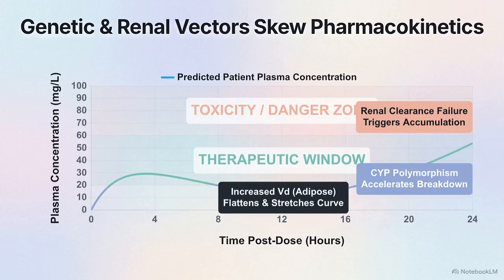Finally, we introduce the genetic variable. Sequencing reveals this patient possesses an ultra-rapid CYP polymorphism for this specific drug class. The model mathematically resolves these conflicting vectors. The massive half-life extension from renal failure pushes the concentration up, but the genetic mutation accelerating drug breakdown pulls it back down, resulting in a highly customized, counterintuitive concentration curve.